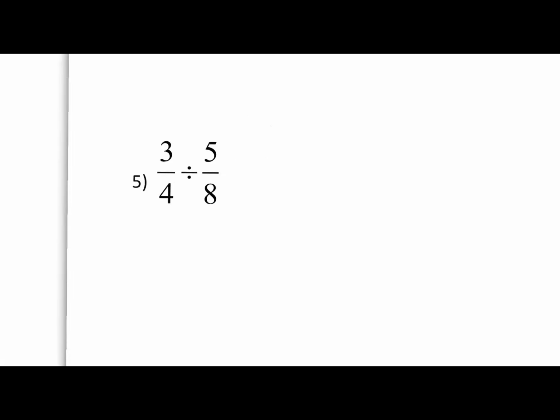For problem number 5, we've got 3/4 divided by 5/8. You got to be careful when you see that division symbol. The first thing we have to do is turn it into a multiplication problem, and we do that by doing the reciprocal always, always, always of the second fraction. So when I do that, 3/4 stays the same. The division sign, now we're turning this into a multiplication problem, and 5/8 flips over, becomes 8/5.